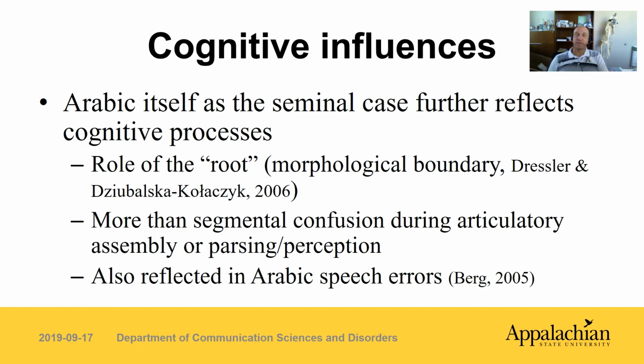The fact that Arabic itself is the seminal case of this place-based co-occurrence restriction actually further reflects the cognitive basis of this process. In order to understand this pattern within Arabic, there is really an important role of the root as a morphological unit, and extending this co-occurrence constraint outside of that morphological root eliminates the restriction. In addition, this important role of the root means we have something going on other than just segmental confusion during some sort of articulatory assembly or during segmental perception or parsing of the word.